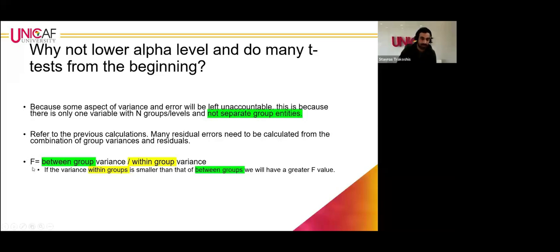And here I remind you that the statistic, which is the essence of ANOVA, shows the between group variance over the within group variance. If the variance within groups is much less than that of the between groups, we'll have a great F value.